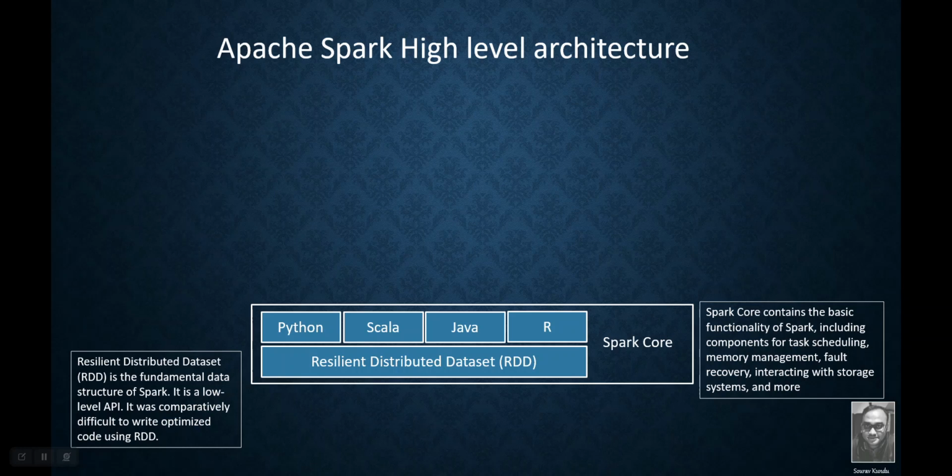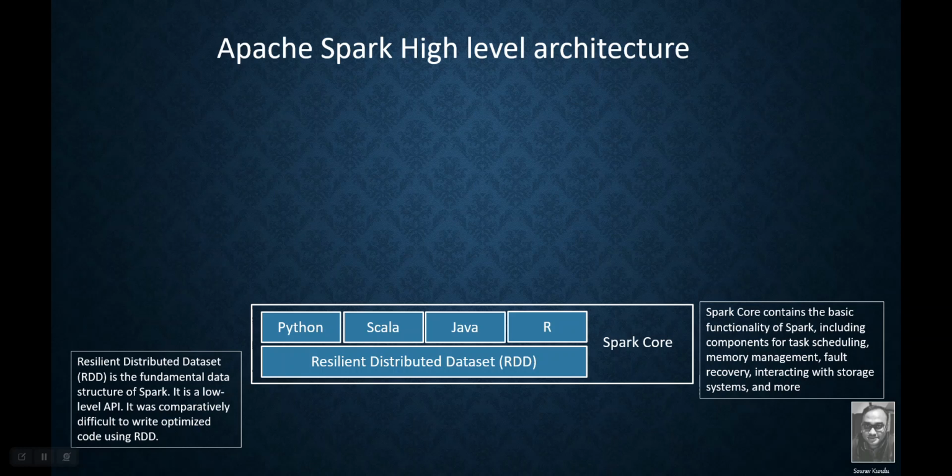It's a low level API. Spark core contains the basic functionality of Spark, including components for task scheduling, memory management, fault recovery, interacting with storage systems, and many more. You can also see that different APIs are provided here: Python, Scala, Java, and R. Spark Core provides these APIs to create and manipulate the RDDs.